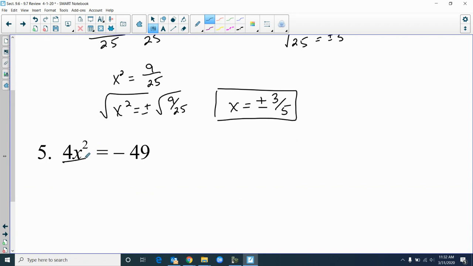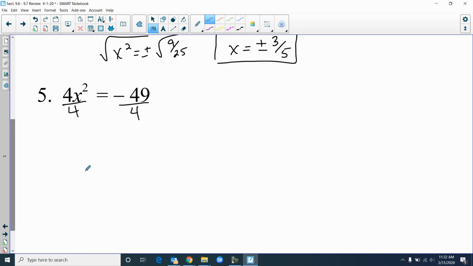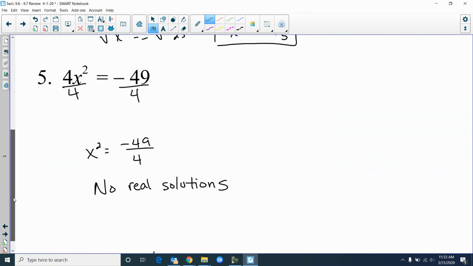4x squared equals -49. Divide by 4. You get x squared equals -49 over 4. All right, what's the problem here? Can't take the square root of a negative, even if it's a fraction. So if you got x squared by itself and that is a negative number and it will not simplify to be positive, no real solutions. You're done with it. Nothing you can do. Got it? If it was a positive, then we could take the square root.